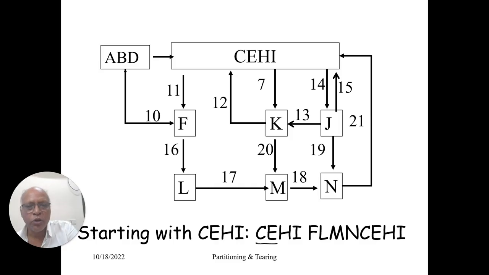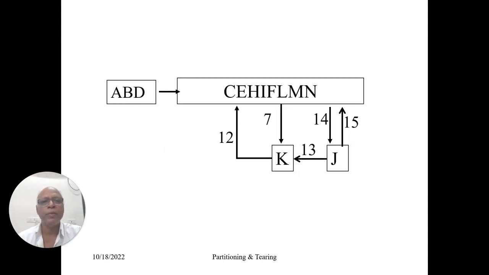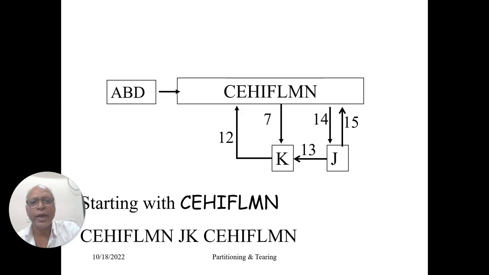So this node is reappearing. In between we have F, L, M, N. So we need to merge these units with CEHI. When you merge F, L, M and N, these streams will disappear. So redraw the graph. Ultimately we are left with this. Once again, I am starting with this group node. I am going to K.